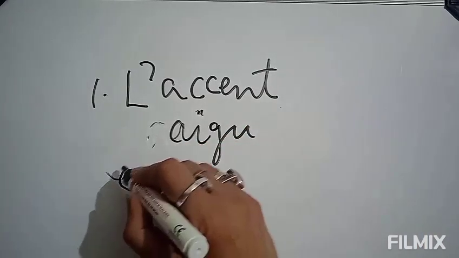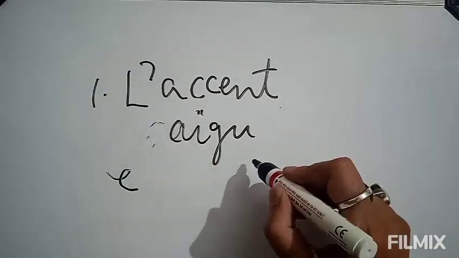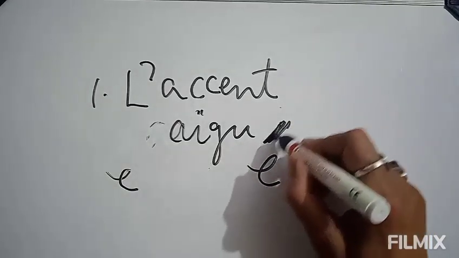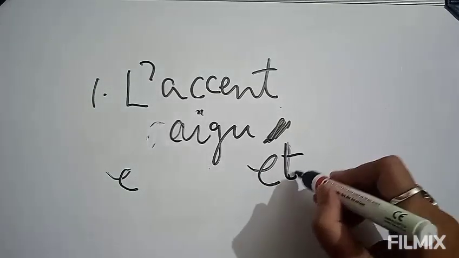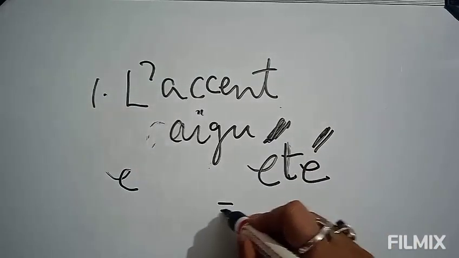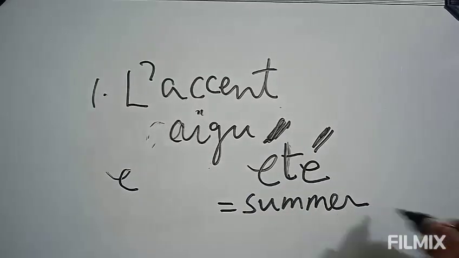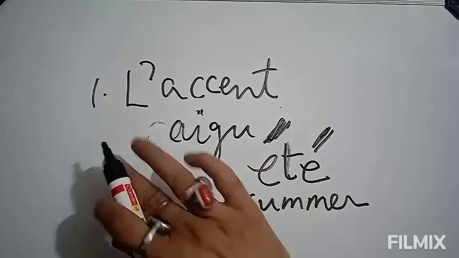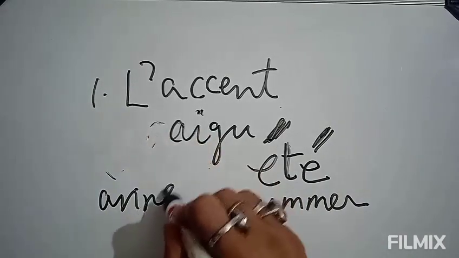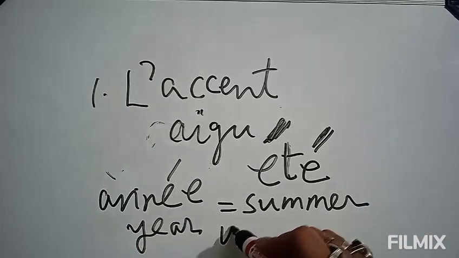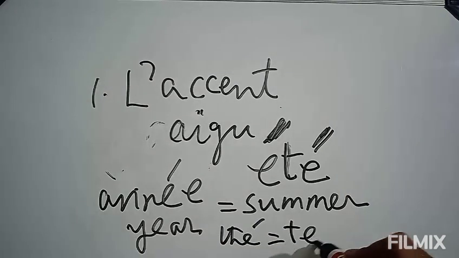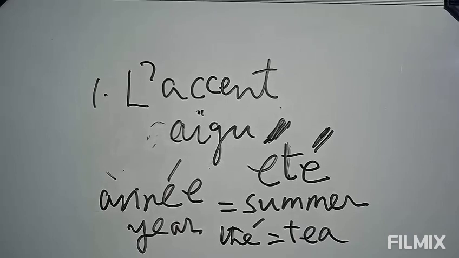it is used on E. Without accent, E becomes uh. But when this type of accent, a right hand side aligned straight line, is used on E, the pronunciation becomes "ay". Pronunciation becomes "ay" when accent aigu is used. Exemplary word is été. Été means summer, the season. Another example is année. Année is year. Another example is thé. Thé is tea. All these are some examples of accent aigu.